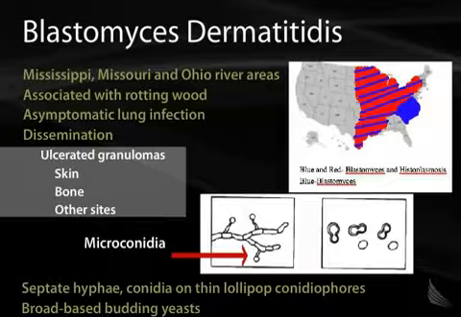Where it's blue and red, you'll find both species. But you can see there above Georgia and kind of South Carolina, North Carolina, you can still get a lot of blastomyces where you don't get a lot of the histoplasmosis.